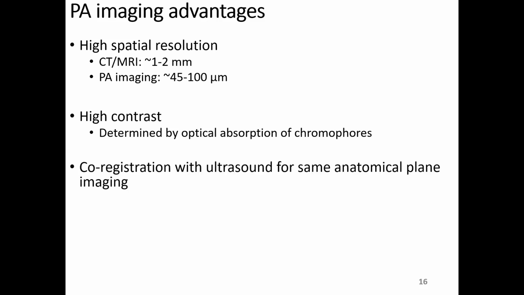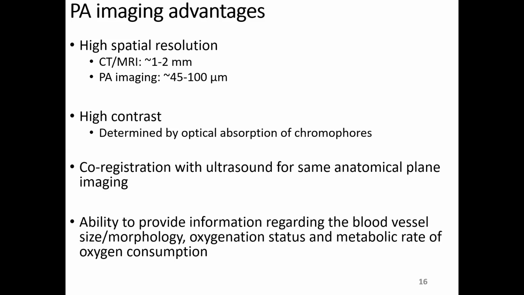In addition to that, because photoacoustic imaging uses the same ultrasound technology and transducers as conventional ultrasound machines do, you have the ability to acquire co-registered anatomical information of the same region of interest that you're illuminating via ultrasound. And in addition to the high spatial resolution and contrast, you now have the ability to provide functional information with regard to the structure that you're illuminating.